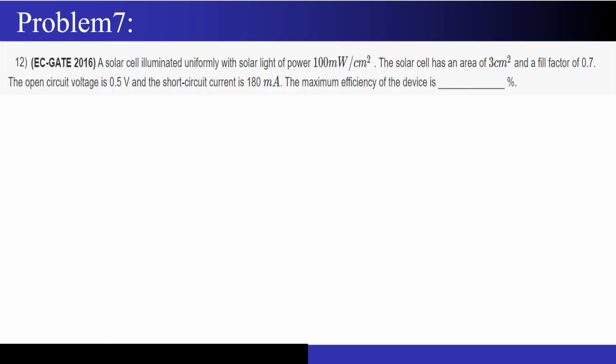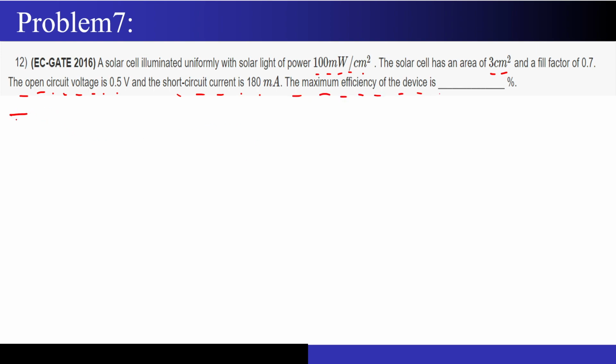So let's solve them. The first problem from here is a solar cell problem that came in the 2016 GATE exam. A solar cell illuminated uniformly with solar light of power 100 milliwatt per centimeter square. The solar cell has an area of 3 centimeter square and a fill factor of 0.7. The open circuit voltage is 0.5 volts and the short circuit current is 180 milliamperes. The maximum efficiency of the device is.